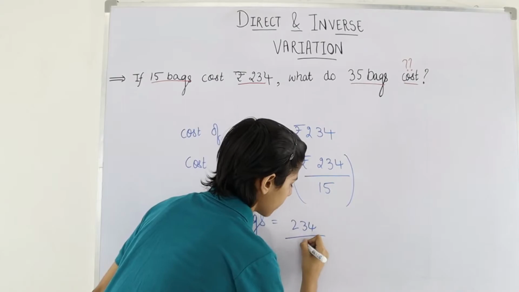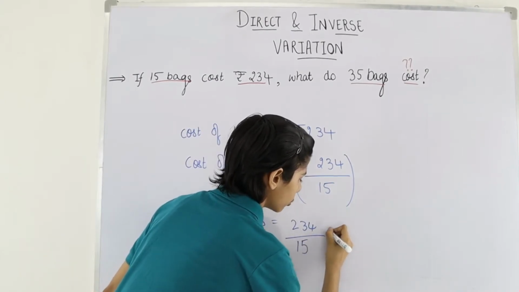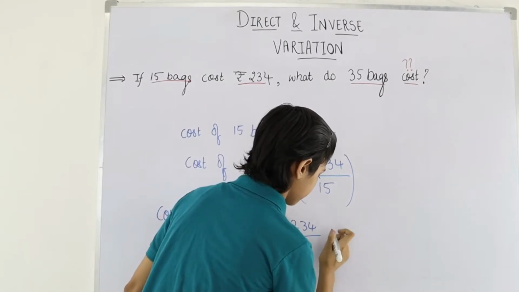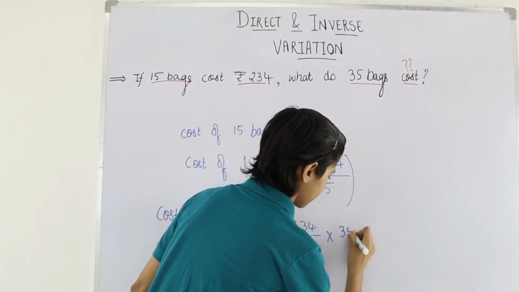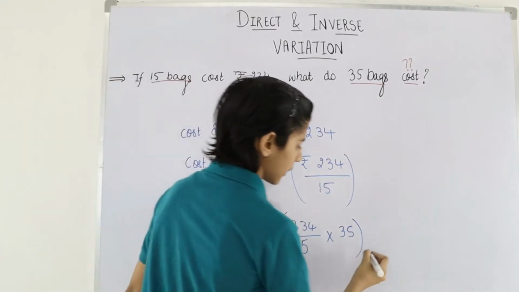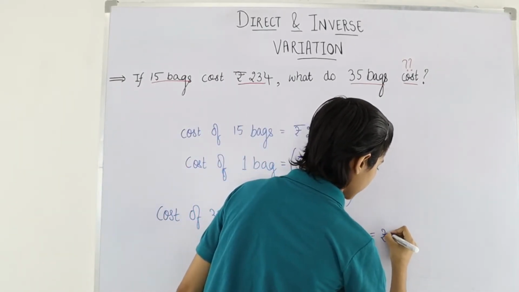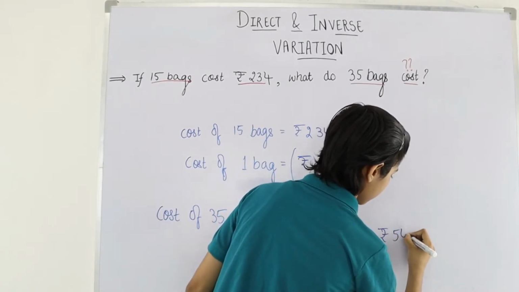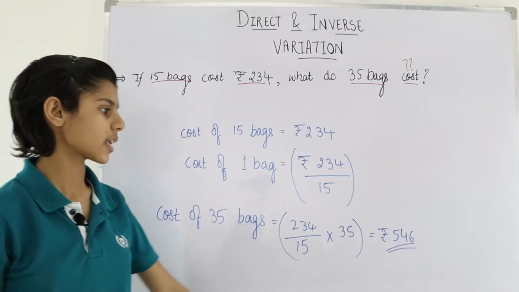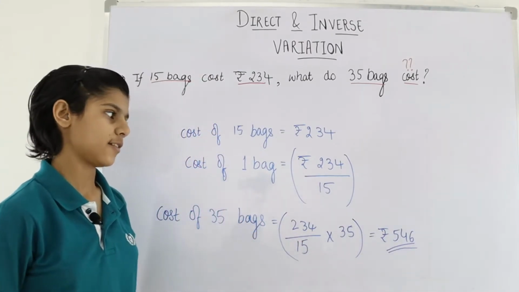Cost of one bag to the asked quantity. Asked is 35, into 35. Now after its calculation, I think the answer will come rupees 546. It is the answer, means it is the cost of 35 bags.